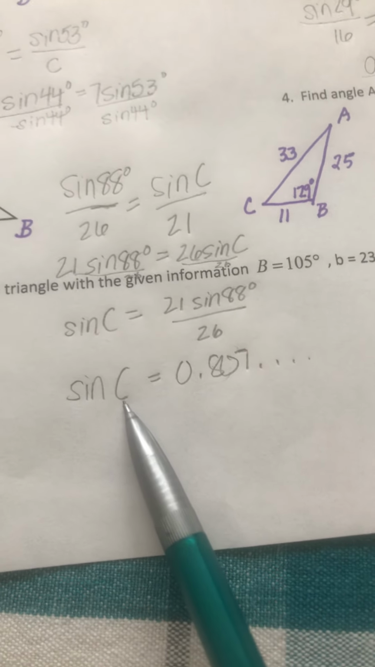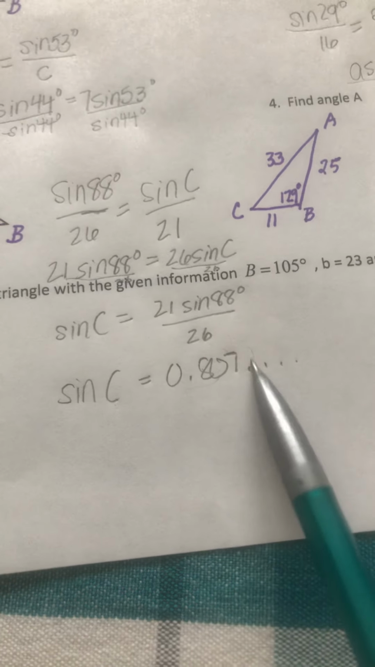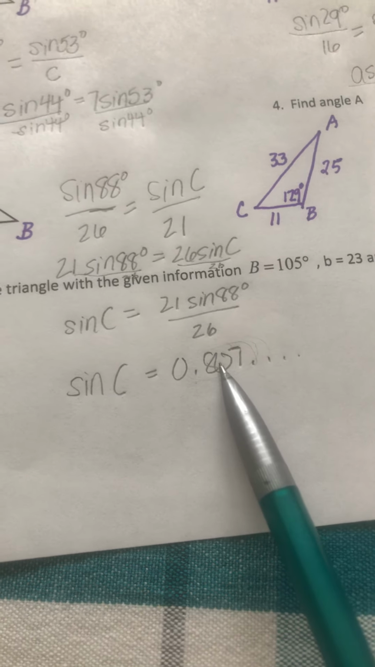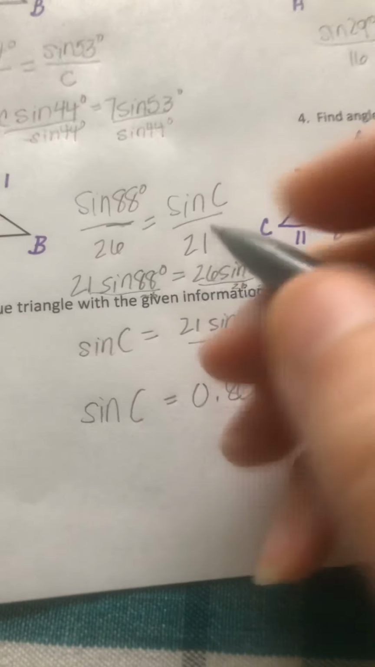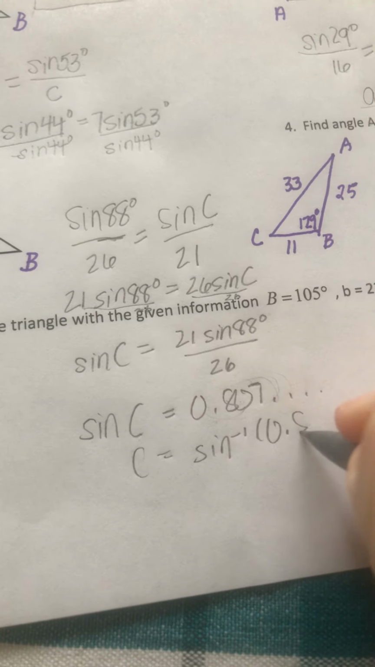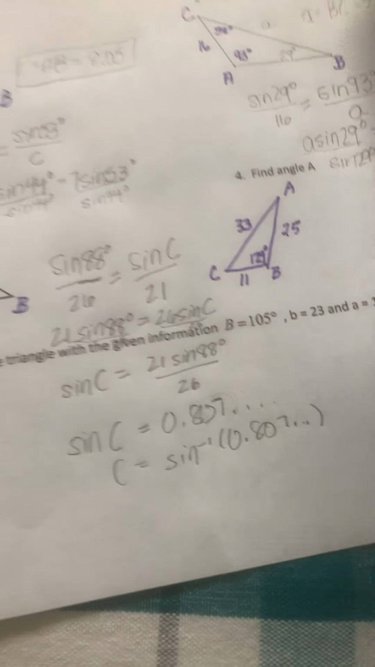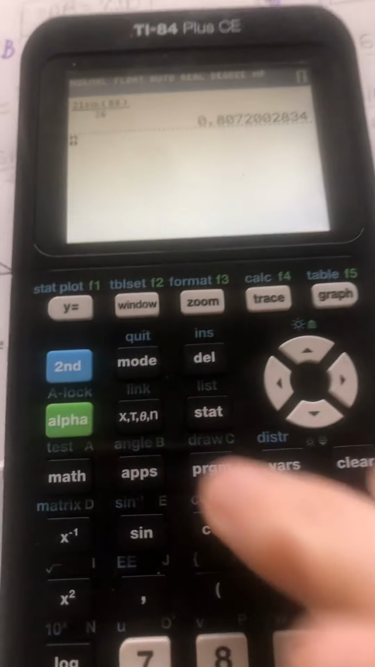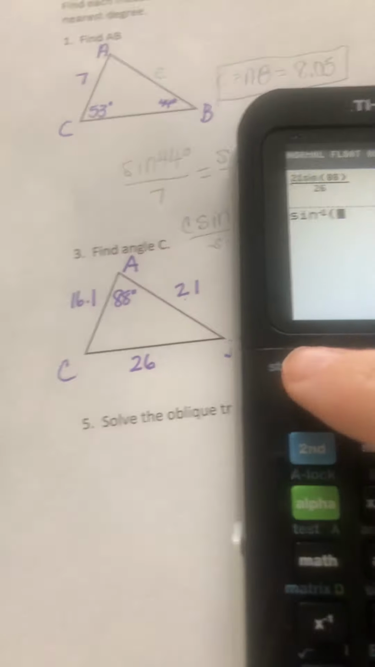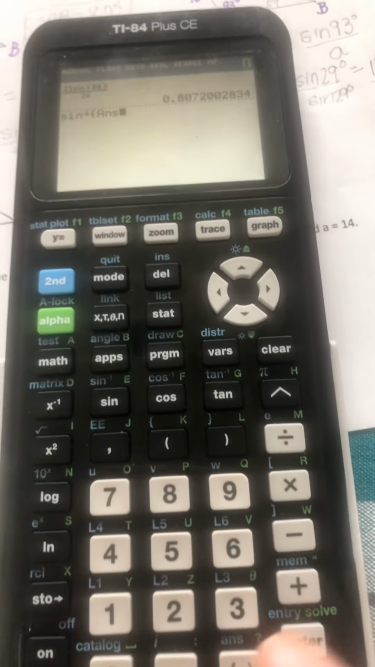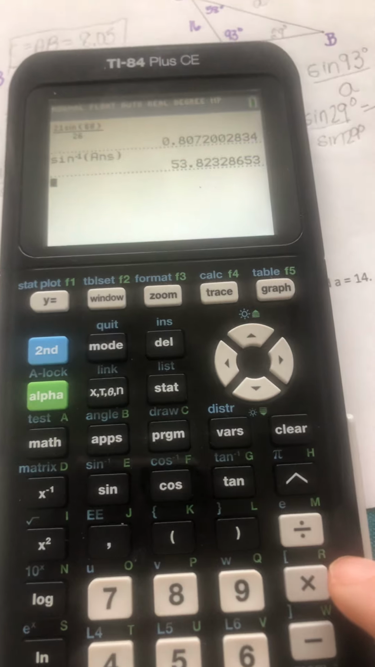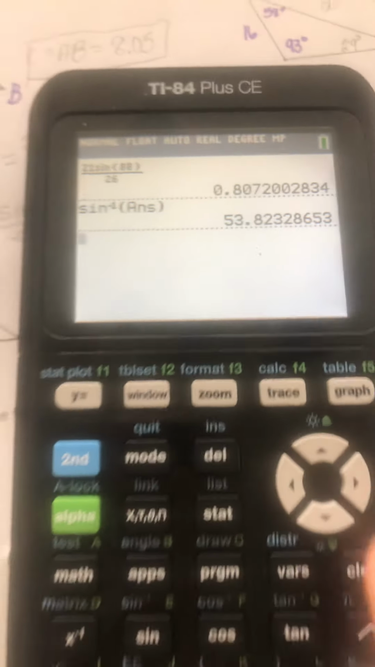You would use inverse sine. So do inverse sine of this value, and you'll get the angle C, because this is saying sine is equal to that, and you want to find what angle. So C is equal to inverse sine of that thing. So here's how I'm going to do this in the calculator. Sine inverse, and you can use the answer from up above by doing second and negative. There we go. And it says round the angles to the nearest degree, so I'll do 54 degrees.